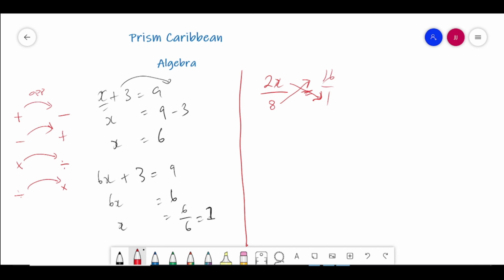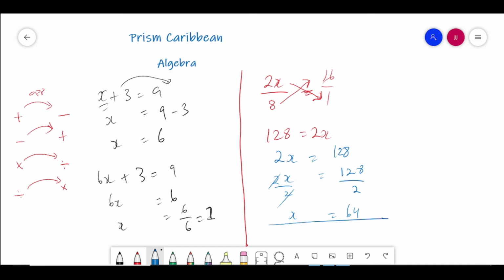So 8 multiplied by 16 will be 128, which is equal to 2x by 1, which is 2x. But let's just write this better for now. Let's say we have 2x is equal to 128. We know the 2 is related by a multiplication with regards to the x. So if we want to solve for the x, we have to remove that 2. And in order to do that, we have to divide both sides by 2. So this will leave us with x is equal to 128 divided by 2, which will be 64. And that's it with regards to that.